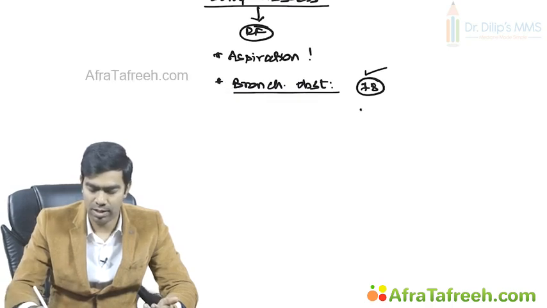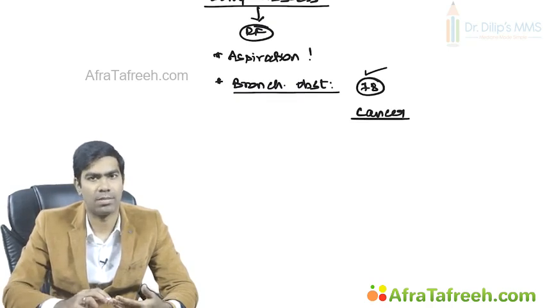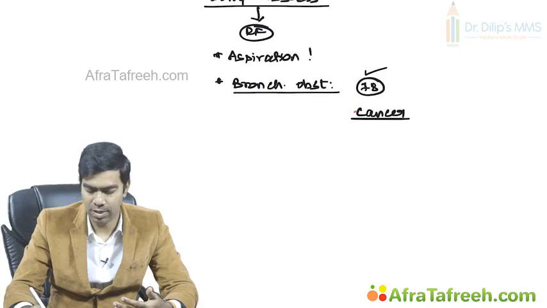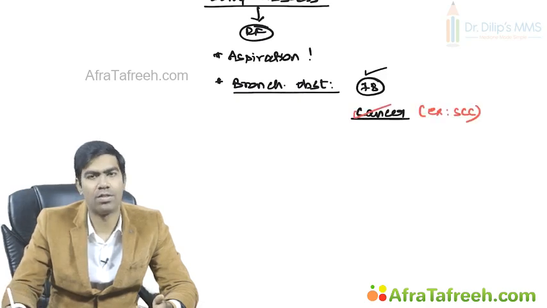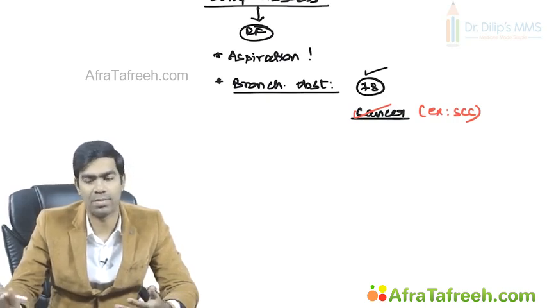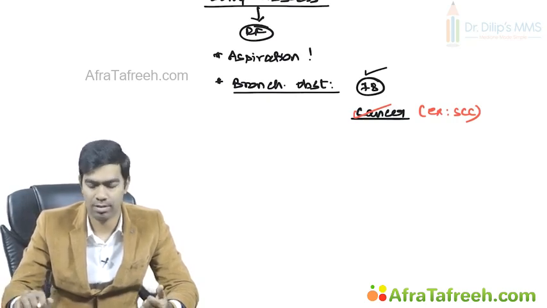Second, I think about a cancer causing bronchial obstruction and producing a lung abscess-like presentation. A very important cancer that you have to know is squamous cell cancer, as most of the squamous cell cancers that you get in exams at least tend to cavitate. So one of the strong differential diagnoses for a cavitating lung lesion and a lung abscess-like presentation with thick-walled cavities is squamous cell cancer.